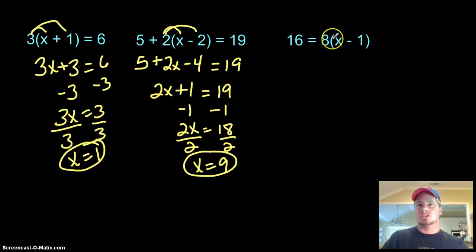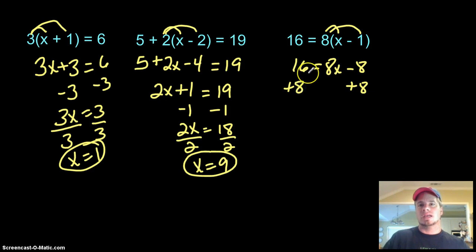Last one here is just a simple distributive property, and then a two-step equation. Okay, 8 times x, 8x. 8 times negative 1, negative 8. That equals 16. Okay, I've got this negative 8 to get rid of and this positive 8 to get rid of. So I'm going to get rid of the negative 8 first by adding it to both sides of the equal sign. That is 24 equals 8x.